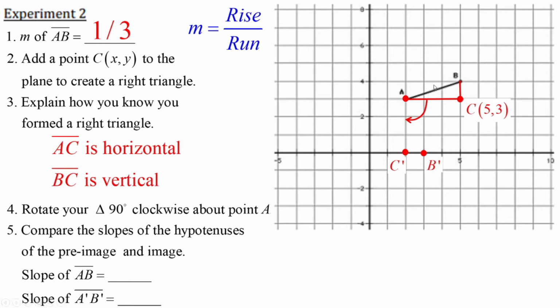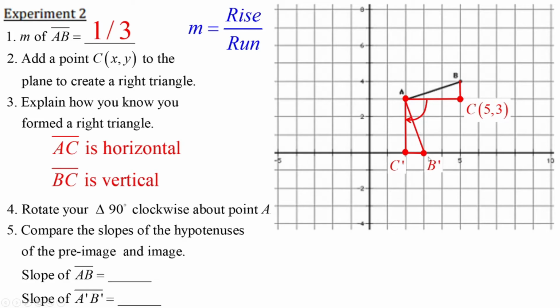And I have the vertices of my rotated triangle ABC. Right there. A or A prime, B prime, C prime. Okay, good. Compare the slopes of the hypotenuses of the pre-image and the image. Know this language. Pre-image means our original hypotenuse right here, and the image is after the rotation right here.